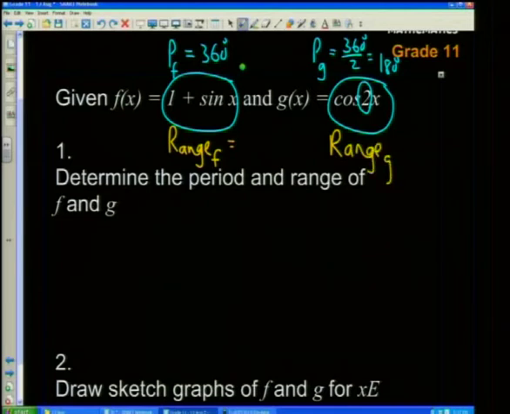Okay, there's no translation, there's just a period change. So the range of g will always be from minus 1 to 1. There is no translation involved. This 1 plus sine x, there is a range involved. So I would suggest that you just plot what are the parent values for sine in its cycle.